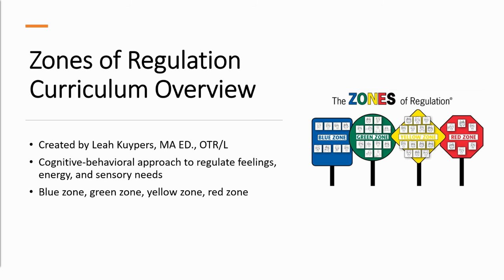The next strategy that we're going to talk about for behavior management is the zones of regulation. The zones of regulation were created by Leah Kuypers, an occupational therapist. It is a cognitive behavioral approach to help a child regulate their feelings, energy, and sensory needs. The information on this slideshow was taken essentially directly from her website, in which it outlines the general aspects of the zones of regulation. So the zones of regulation consist of the blue zone, green zone, yellow zone, and red zone.